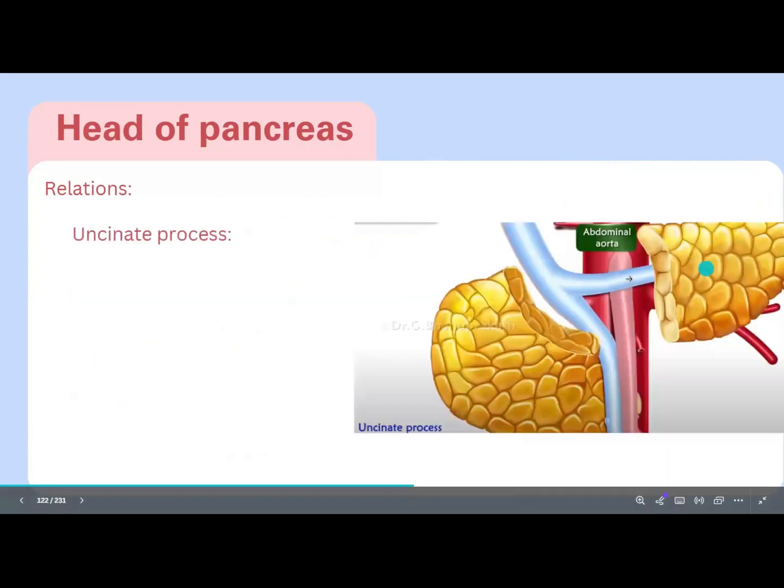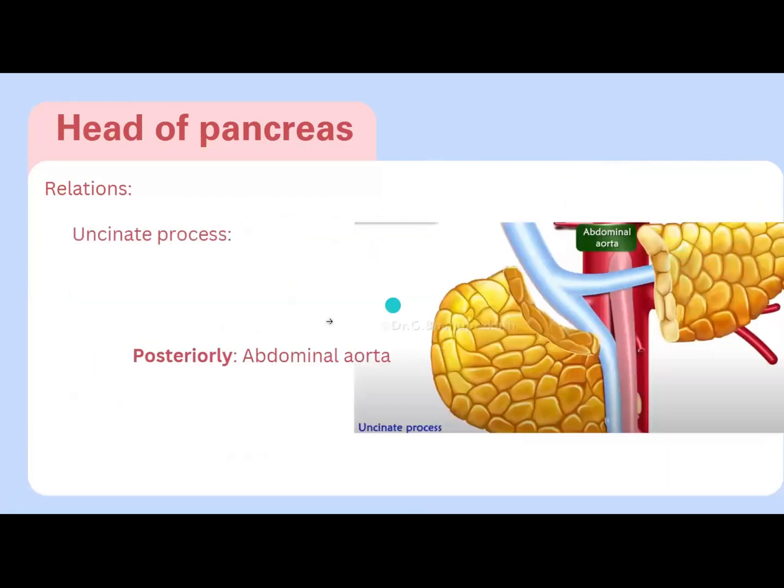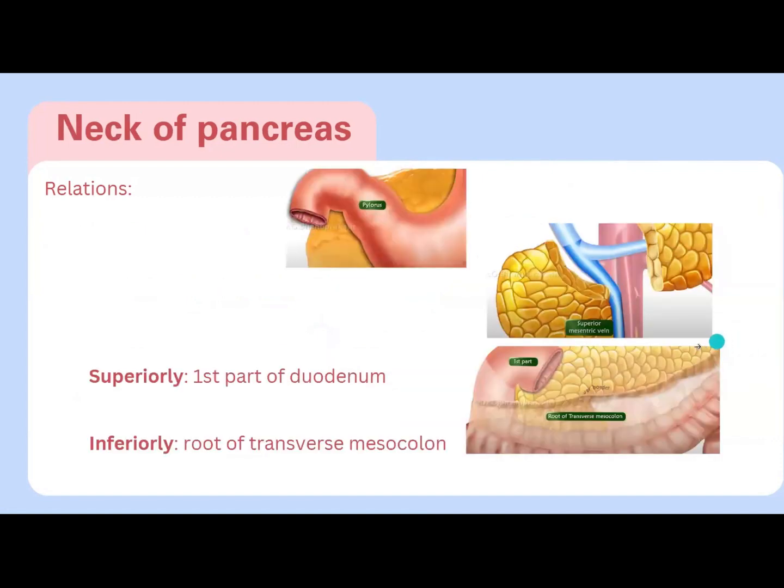Okay. Now for the uncinate process: anteriorly to the uncinate process, we have the superior mesenteric vessels. This is really high yield. Okay, so anterior to the uncinate process are the superior mesenteric vessels. Posteriorly is the abdominal aorta.